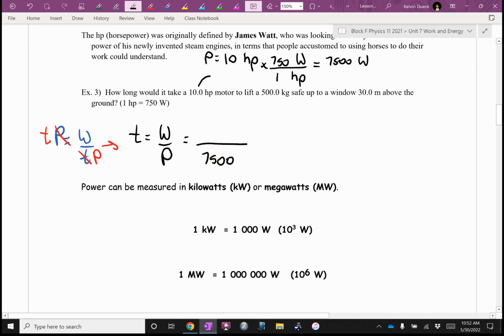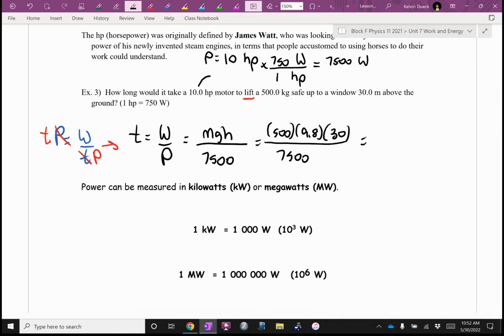Scott, do you see which 4-letter word we should have underlined? It starts with letter L. What's the work done by lifting? Oh, so you're telling me it's just going to be mgh. Yep. So m, 500, g, 9.8, h, 30, all over that. How long will this job take? Units, it's time.